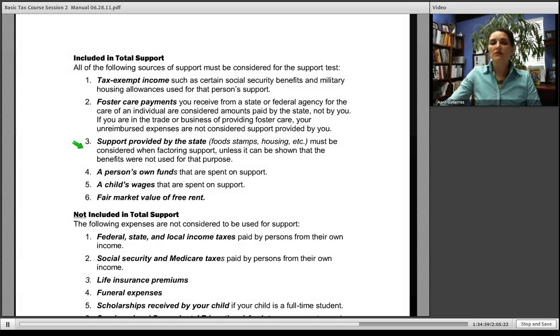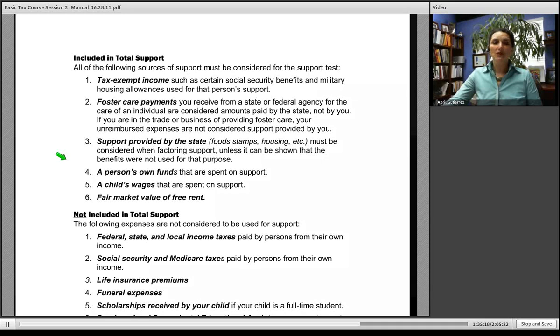A person's own funds that are spent on support must be included in total support. A child's wages that are spent on support must be included in the support of that child. And the fair market value of free rent must also be a factor in support. So let's see what we mean by the fair market value of free rent.